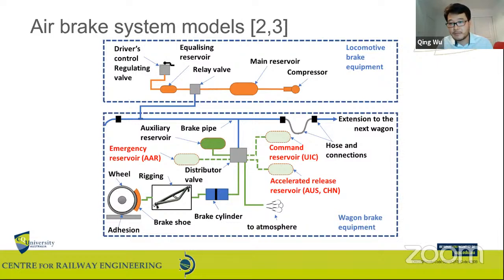Then coming down to the brake valves, we have the auxiliary reservoir connected with the distributor valves or connected to the accelerated valves reservoir. So when those reservoirs are connected together, you have to model the reservoir. One of the simple ways is using the ideal gas equation, PV equals MRT. Then for those connections, you have to develop orifice models to allow the air to travel between those two reservoirs.